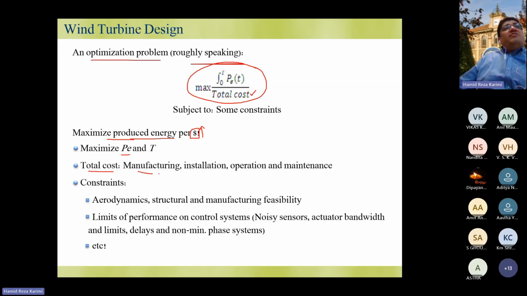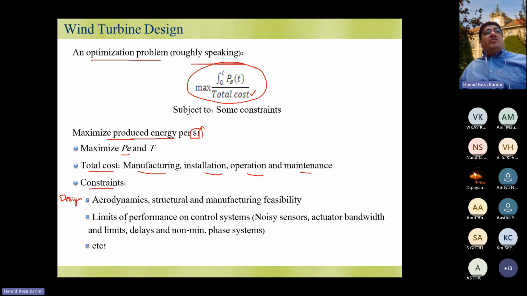So about the manufacturing, installation, operation, and maintenance cost, there could be some constraints. Another constraint is, in total, the aerodynamic constraint, and the structural and manufacturing feasibility. So this is more or less on the design. These are the design constraints.